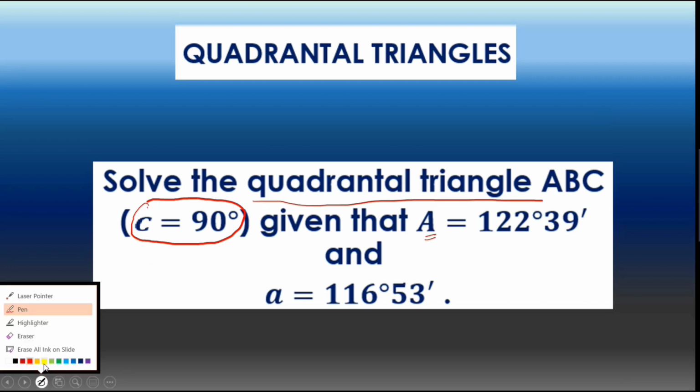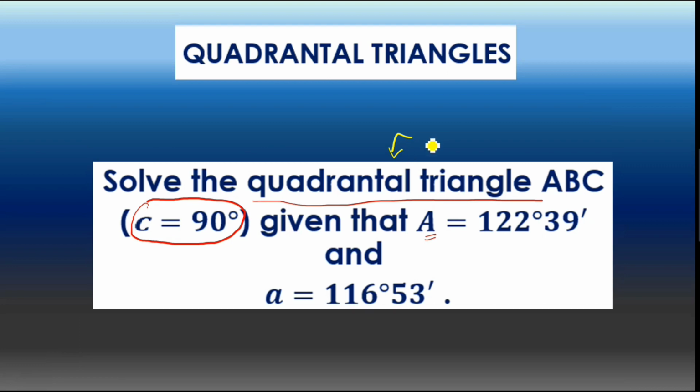Remember that a quadrantal triangle is described as a spherical triangle in which at least one side is 90 degrees. And in this problem, we can see that the side c of the given is 90 degrees. That is just to make it clear that the problem is a quadrantal triangle. Okay, next. So how are we going to solve this? Let us switch to the black screen.